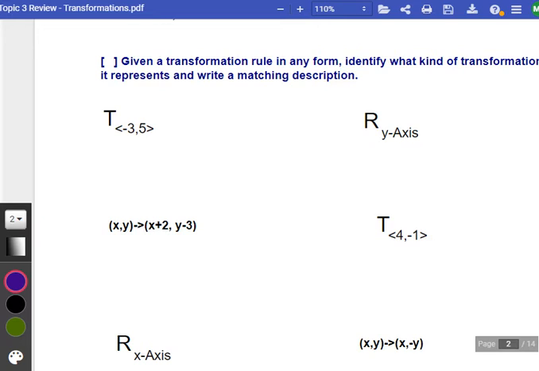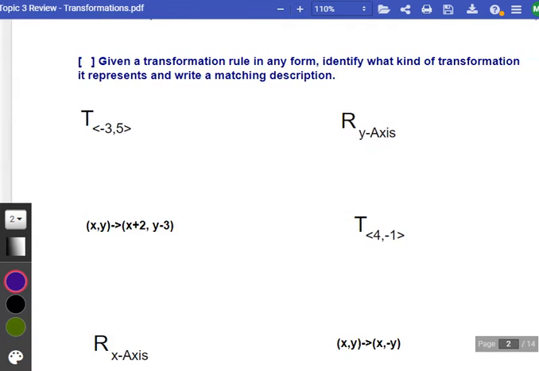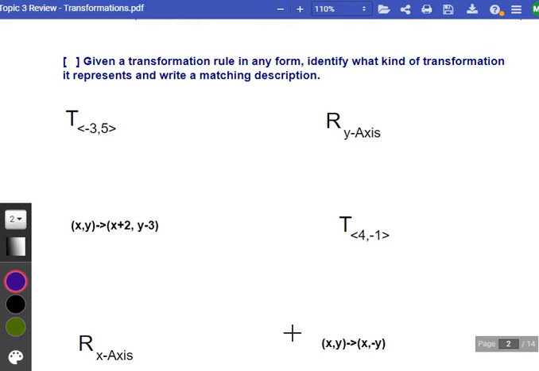But I got some feedback that in terms of a key, it might be better if we do one page at a time. So, I'm going to respect that. And so this is like the first page of the review. We're looking at rules and just trying to identify what rule, or I'm sorry, what transformation we are looking at.